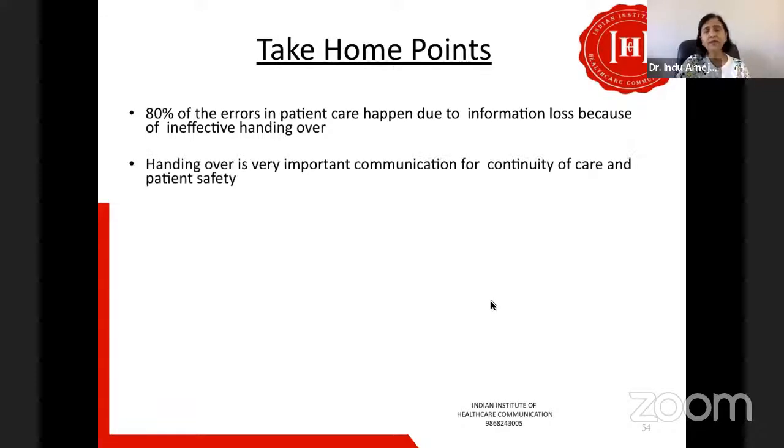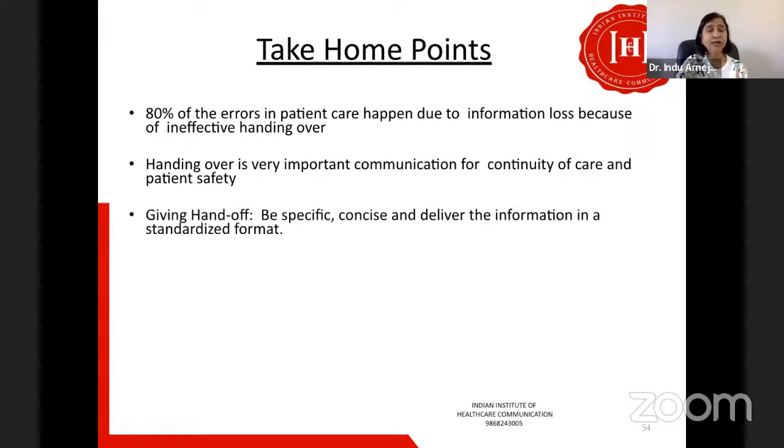Handing over is an important communication tool for continuity of care and patient safety, and it cannot be taken lightly. It should actually be done in a very, very systematic manner. So while giving handoff, we need to be very specific, concise, and deliver the information in a standardized format. Therefore, repeatedly we are saying that have a standardized format so that you would know what to tell.